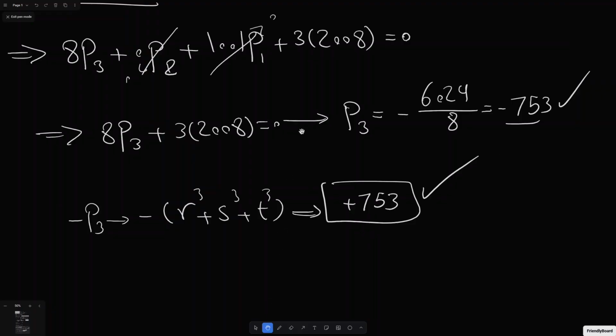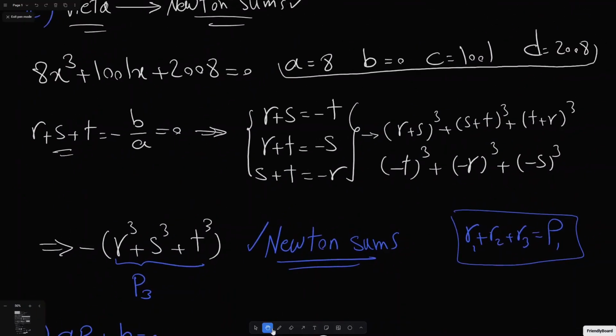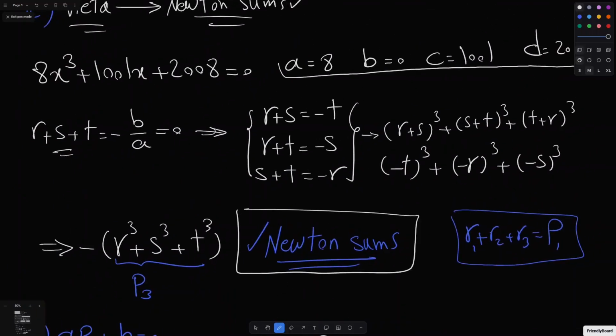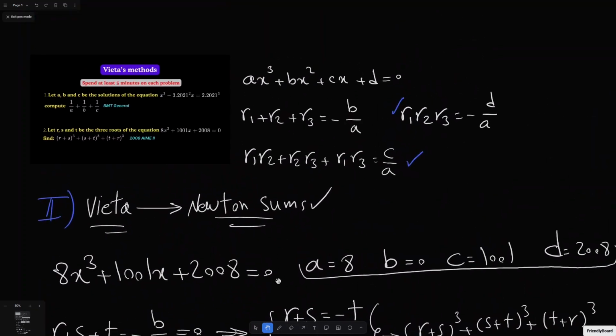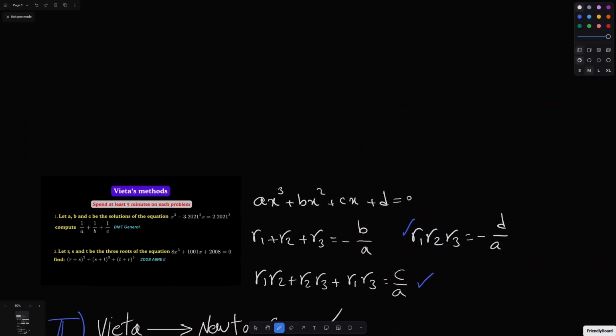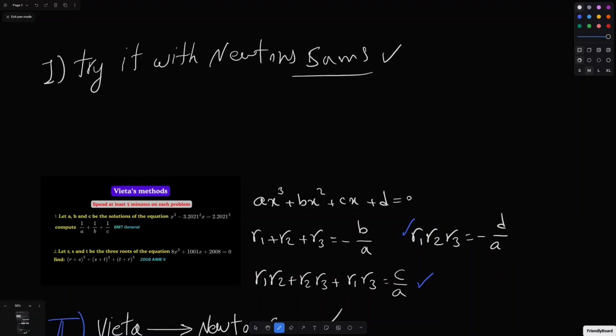And as you can see, knowing Newton's sums makes everything much simpler. If you want, I can make a video on this, just leave it in the comments. Newton's sums are very helpful in this type of problems. As another pointer, like a quiz you can do on yourself: for the first problem as well, try to see if you can solve it with Newton's sums, or for this one as well. It's going to be interesting.